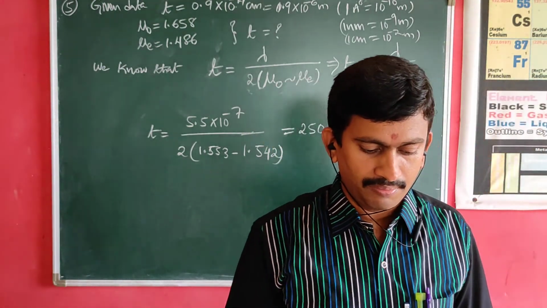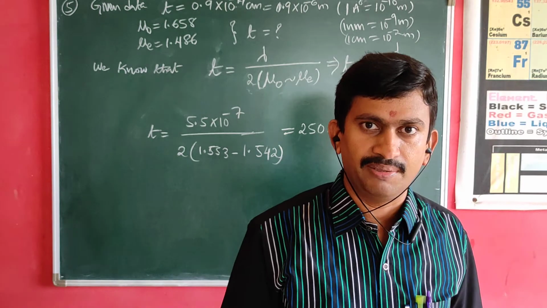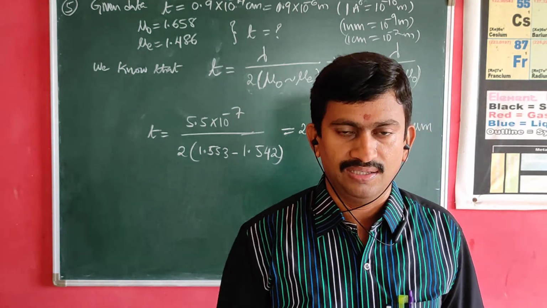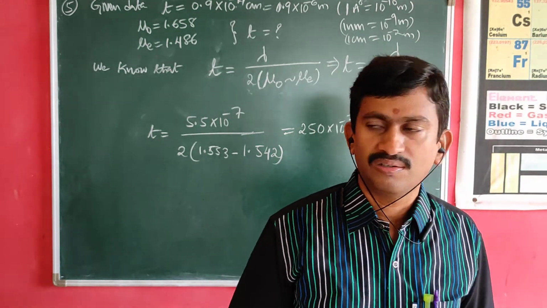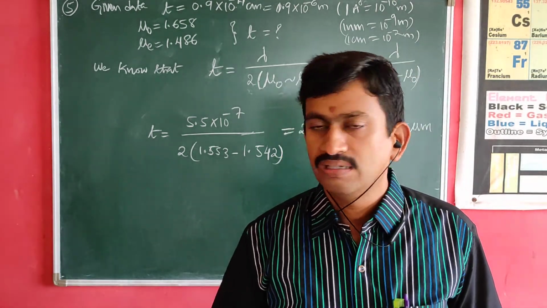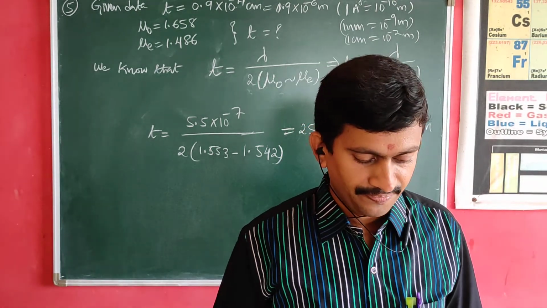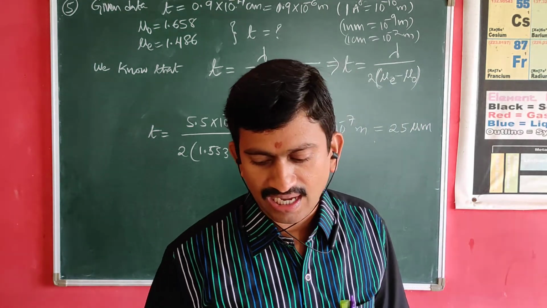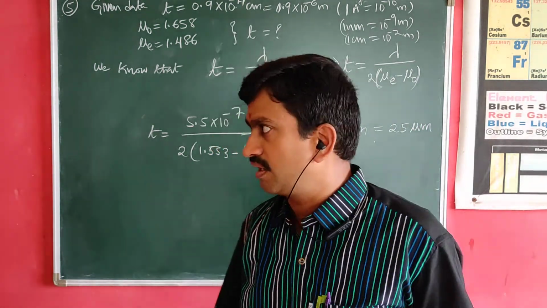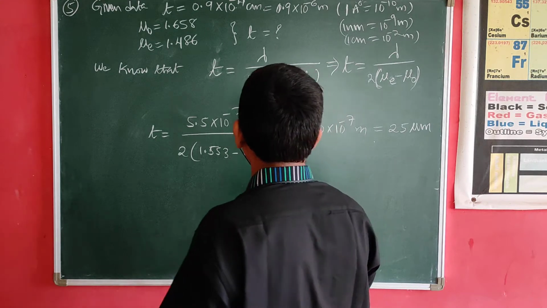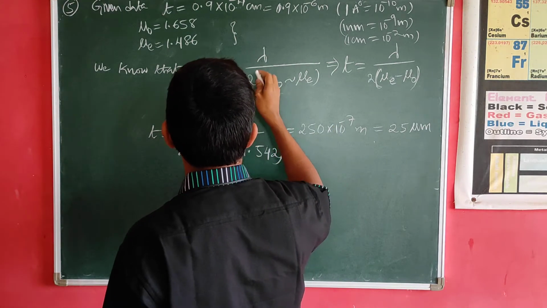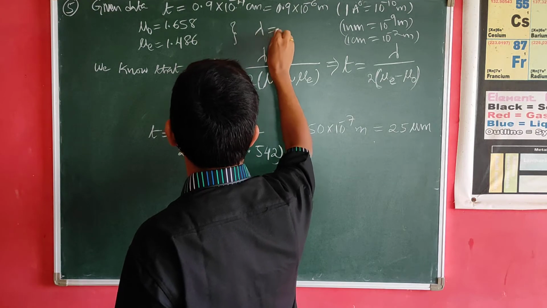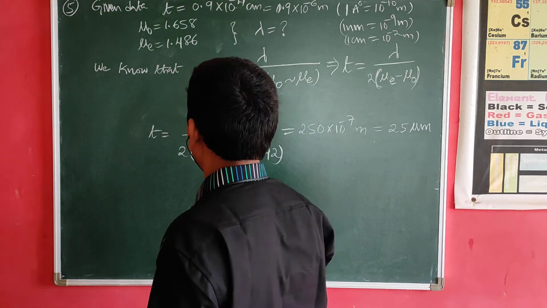0.9 into 10 power minus 4 centimeter is cut from the crystal. For what wavelength does this slice act as a half wave plate? Here we need to find the parameter, the wavelength of light.